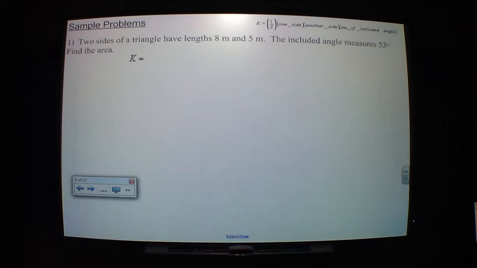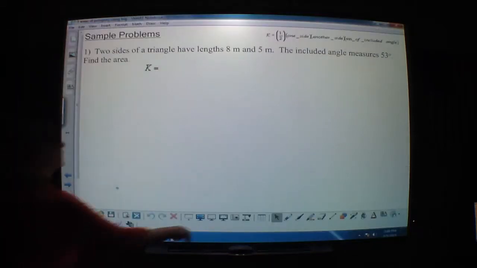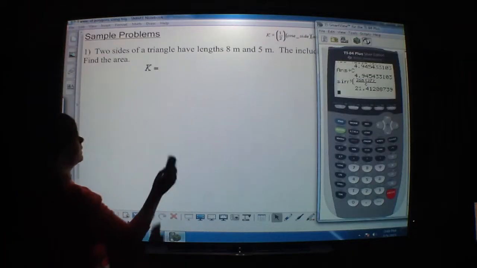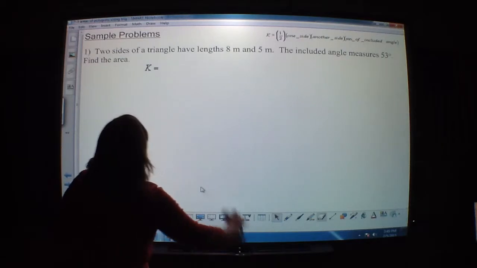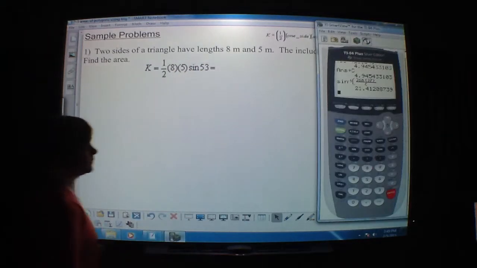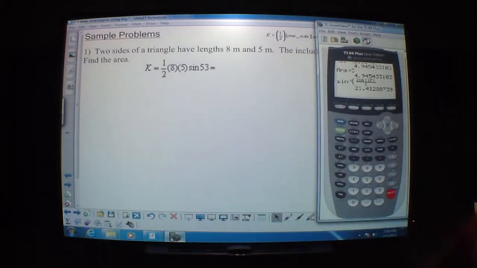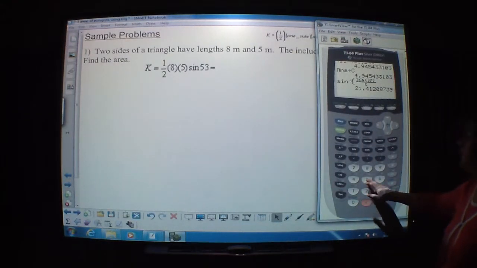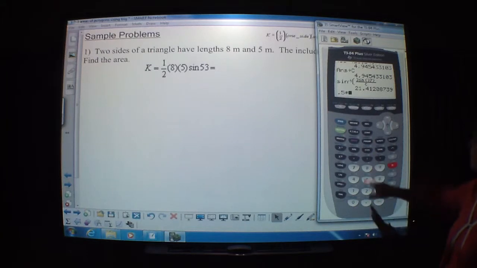I have a sample problem. Two sides of a triangle have length 8 and 5 meters. Included angle measures 53. Find the area. So 1/2 times the side times the side times the sine of my included angle. And we'll pull up my calculator in a minute. This is what we'll put in the calculator. And 1/2, I can just write it as 0.5. 0.5 times 8 times 5 times sine of my included angle.